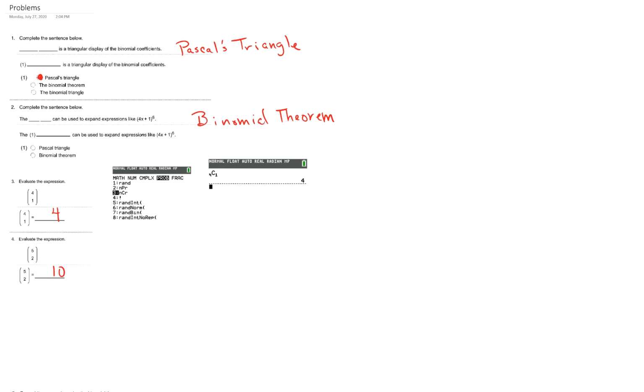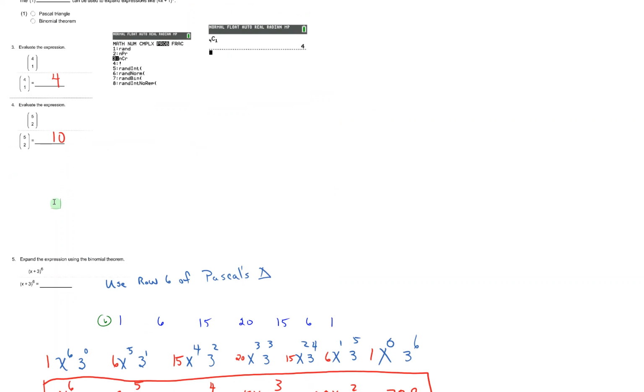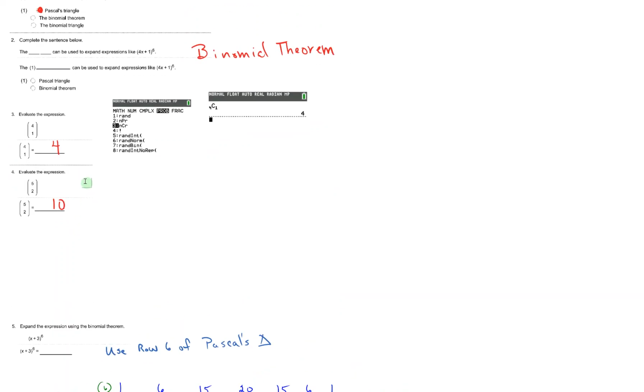Blank is a triangular display of the binomial coefficients. That's the Pascal's triangle. The second one, the blank, can be used to expand expressions like 4x plus 1 to the 6th. That's the binomial theorem. So those two things, good. Then number 3 and 4 are combinations. That's what we just talked about.